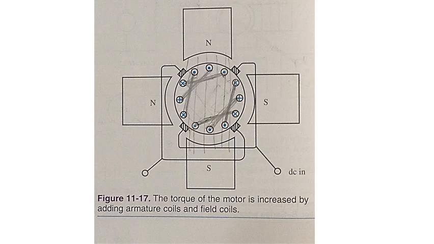A 4-pole motor is sketched in figure 11-17. The current divides into 4 parts. The current flowing in windings under each field pole produces rotation. This then increases the turning power, the torque, of the motor.